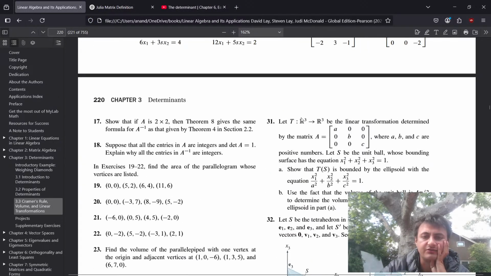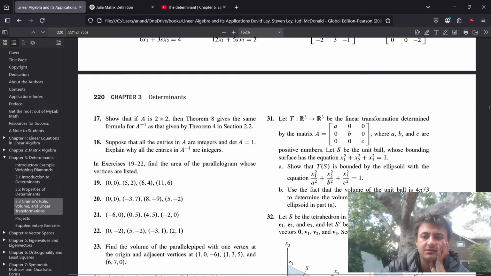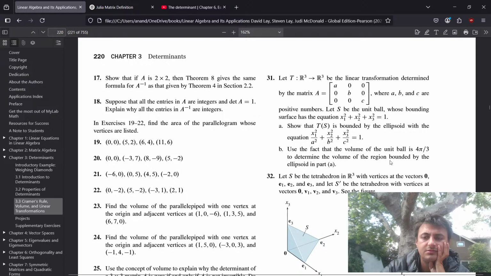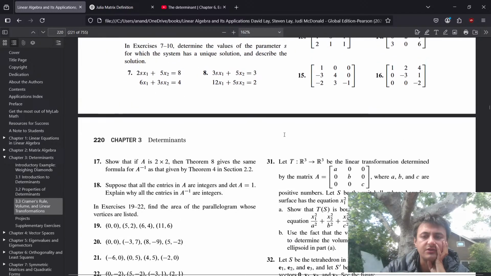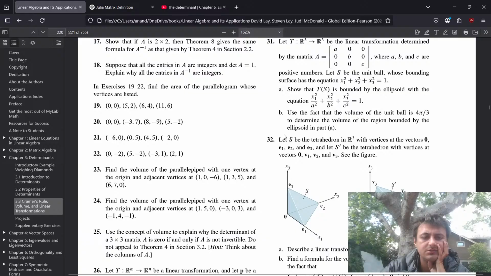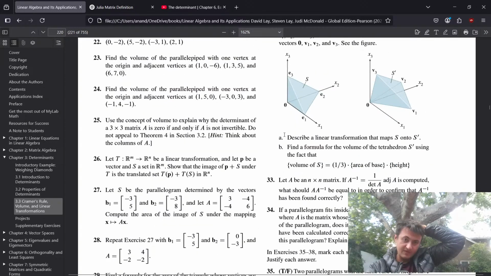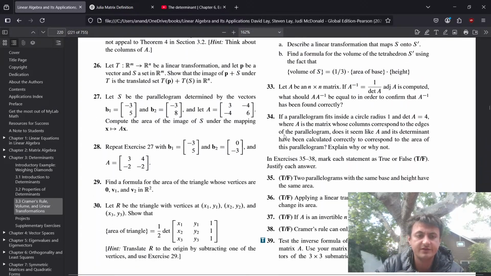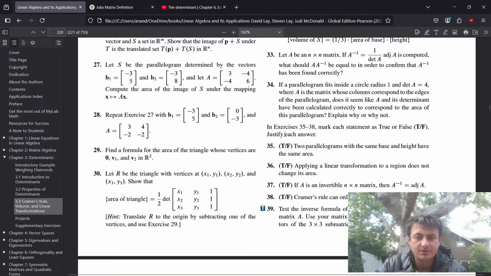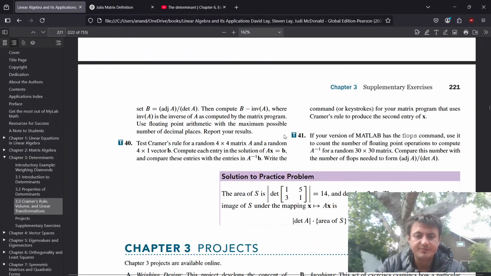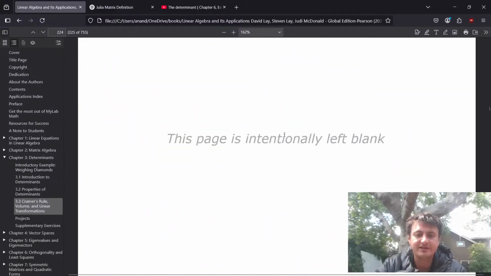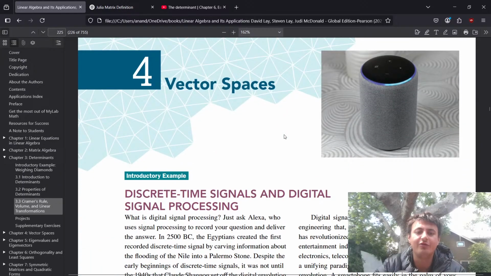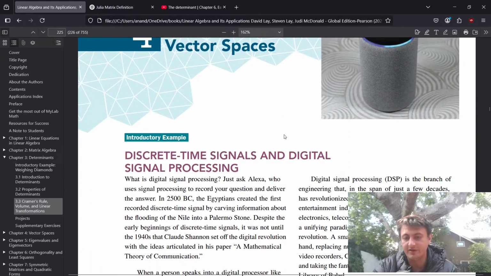There's 40 exercises in this thing. Actually, there's some fun geometric ones in here. It's all about computing volumes and stuff like that. But oh my gosh, come on. We're about to get to the good stuff, man. We're about to get to the real meat of linear algebra.